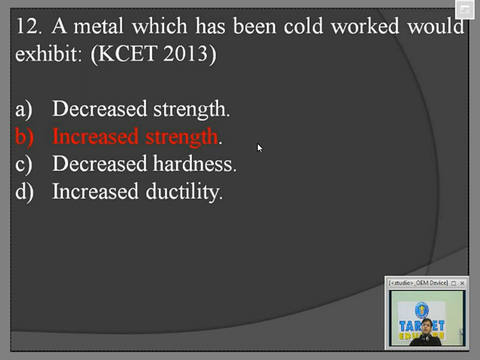Now question number 12. A metal which has been cold worked would exhibit. Just now we saw that during cold working of stainless steel there is increase of strength. So cold working increases the strength of the metal. Correct answer is increased strength.